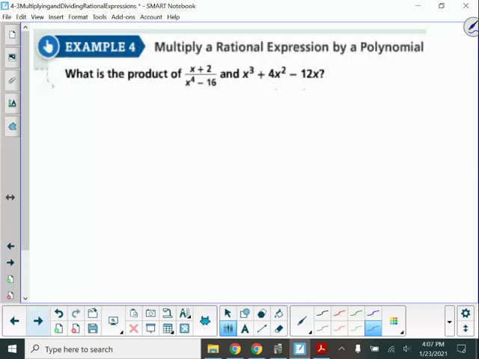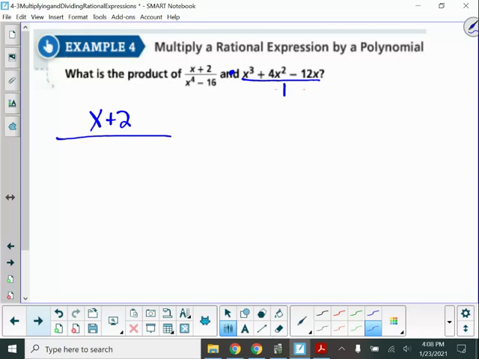So example 4, this is another product. We do have a little bit of different factoring that we have to do here. We have a rational expression multiplied by a polynomial, but it's going to work out exactly the same way. So this is basically going to turn into a multiplication. This is going to have a 1 in the denominator. The top of the first fraction is going to stay x plus 2.